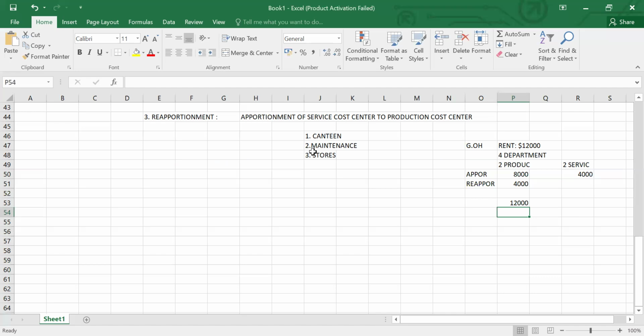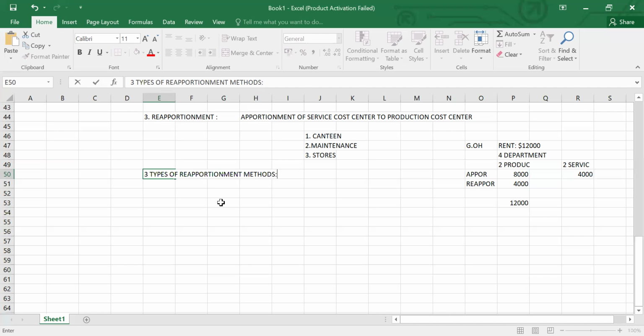So I was telling you that in reapportionment, what happens is that service cost centers provide service to production cost centers. There are three types of reapportionment methods, two that you have already read, one in MA1, one in MA2, and the third and final one is the introduction in FMA. So we will be discussing three types of reapportionment methods.